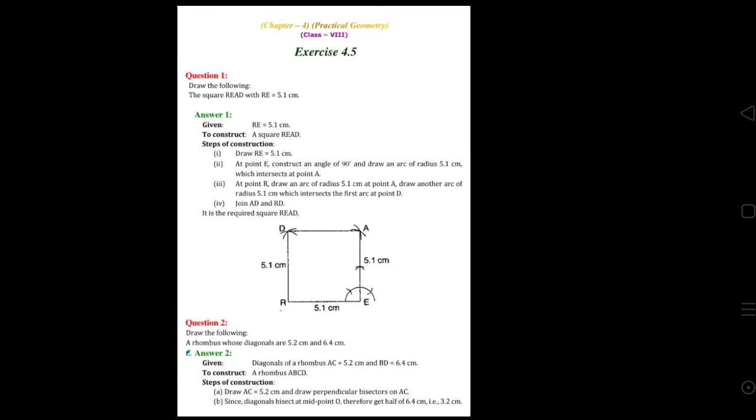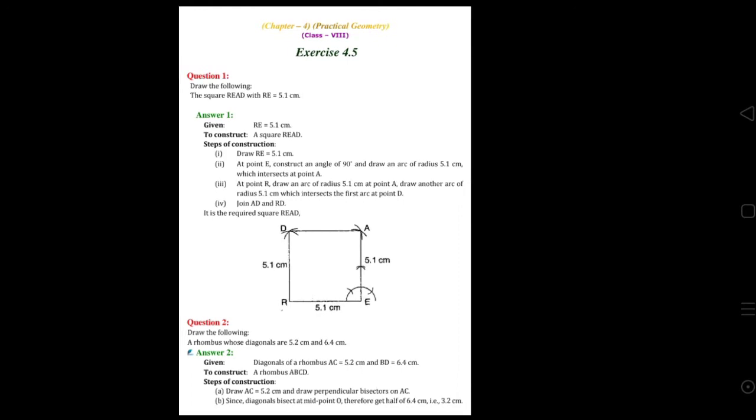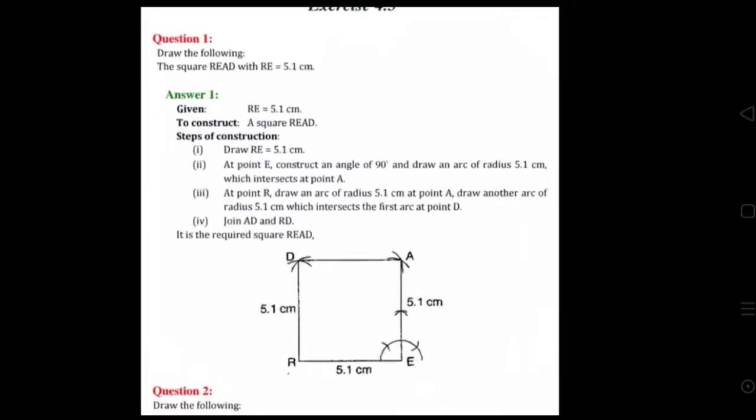Hello student, Standard 8 English Medium, Subject Maths, Exercise 4.5, Question number 1. Draw the following: the square RED.